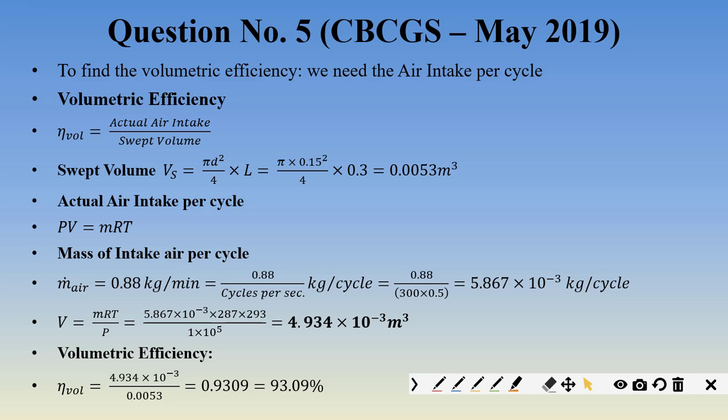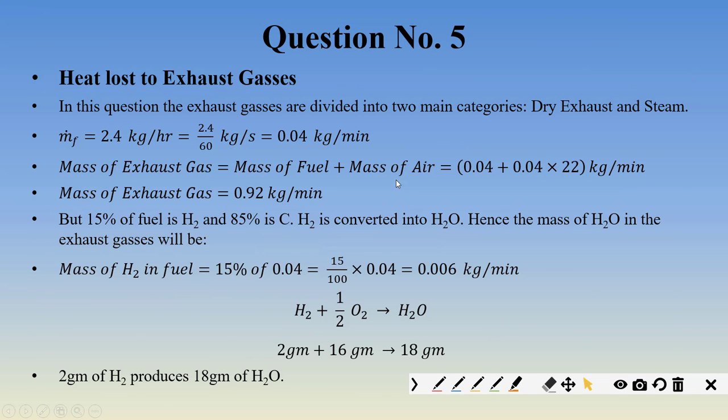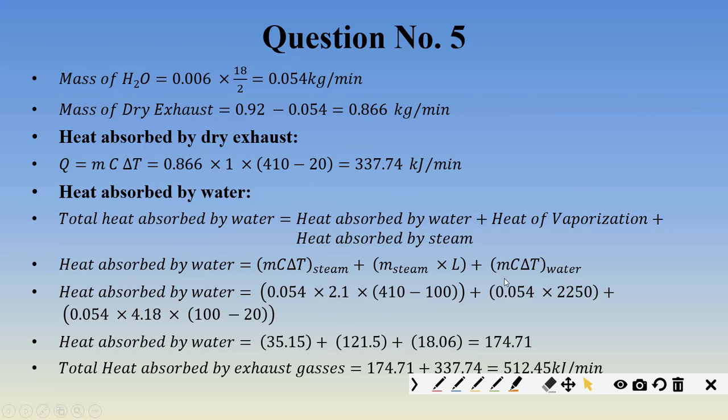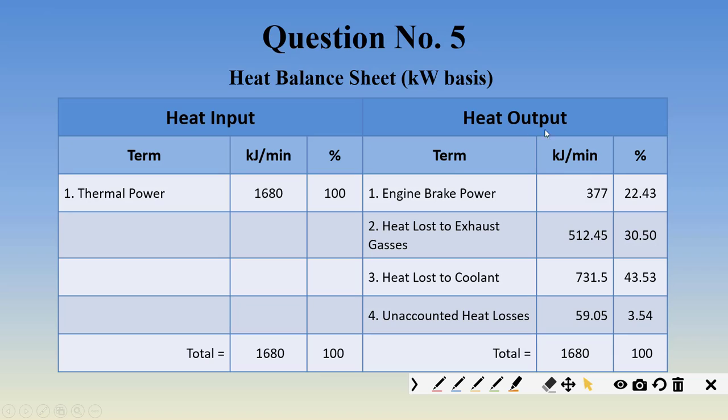See, this sum is different because it had both things. It had volumetric efficiency also, and it had this exhaust gas divided into two parts, dry exhaust and wet exhaust. We had to calculate the heat absorbed by dry exhaust separately and heat absorbed by wet exhaust separately. And we calculated that and we found the total heat absorbed by the exhaust gases. And then we can draw this heat balance sheet. So this was the last sum on heat balance sheet that I solved. I think this is by far the most difficult sum because you have to understand the concept of how wet exhaust is going to behave, how dry exhaust is going to behave.